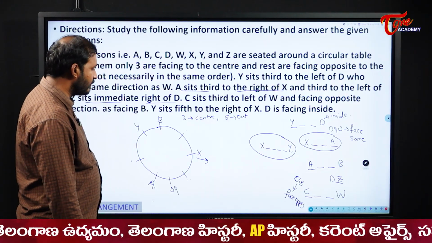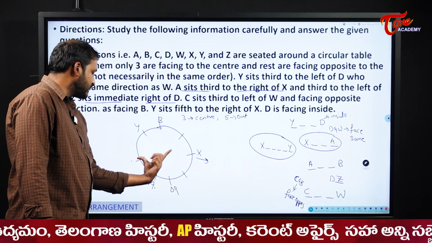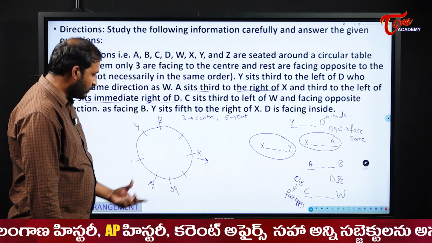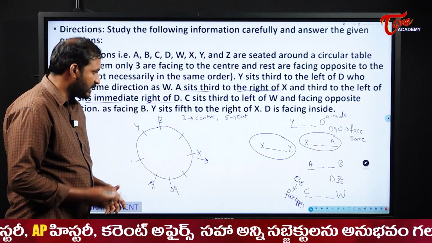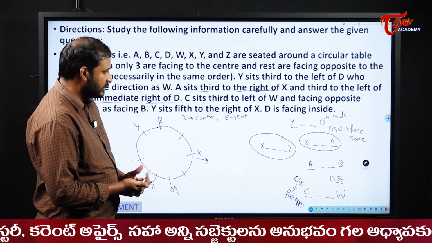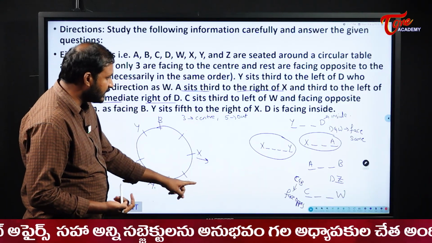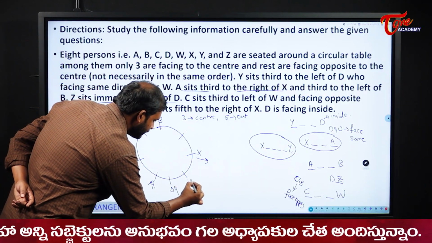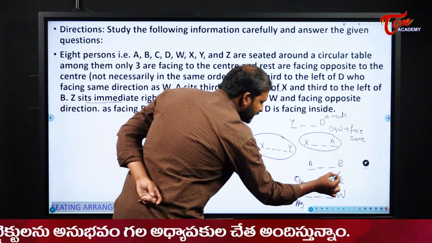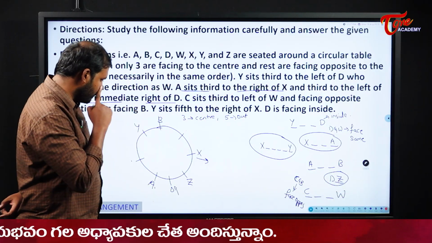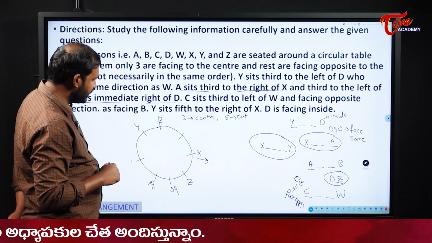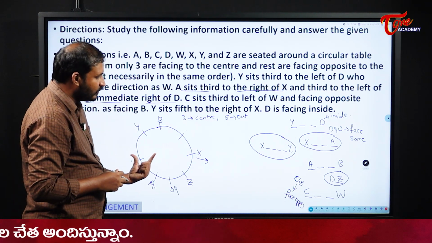Where can I put C and W then? The only chance left for me is this one, or 2 persons. Here or here, C and W I can put 2 persons. There are 2 chances. D's right side is who? Z. D's right is Z, right? So that position is also occupied. So the only chance left for me for C and W is this, this is the only chance.